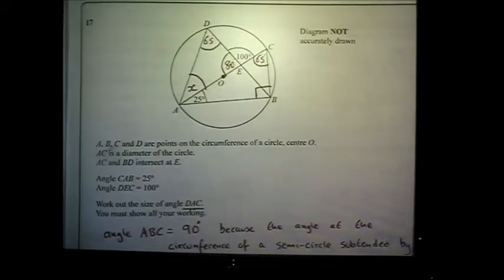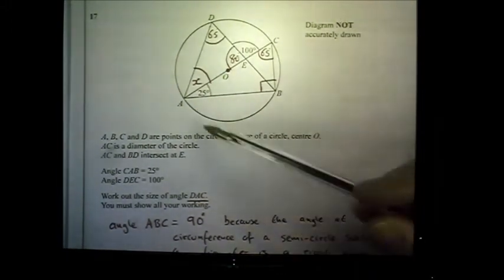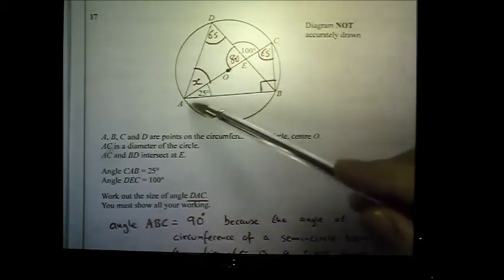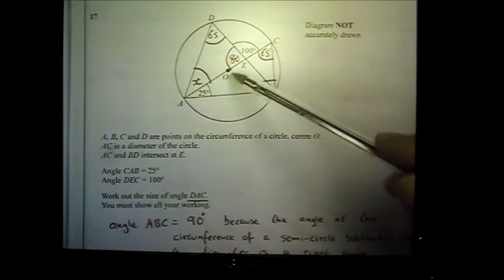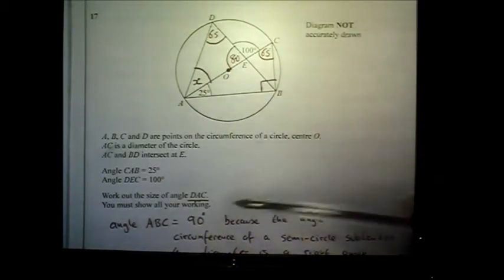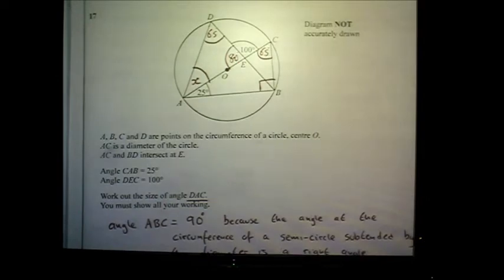Okay, question 17. This is a circle theorem question. Now we're getting really into the A grade stuff on the paper. A, B, C, D are points on the circumference of a circle. AC is the diameter, but you should be able to recognise that because it goes through the centre there. Anyway, work out the size of the angle DAC. So that is DAC. So I've labelled it X there.